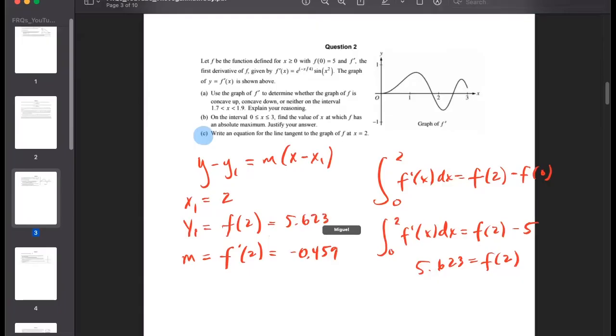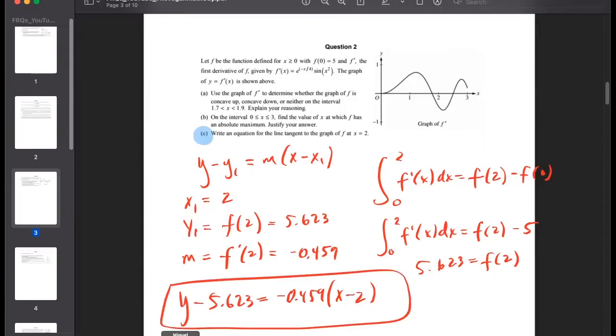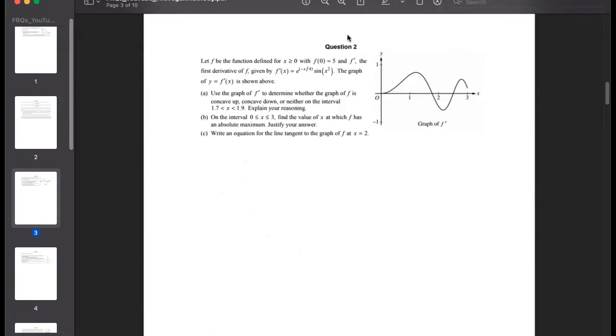And once I've done that, smooth sailing. y minus 5.623 is equal to negative 0.459 times x minus 2. And they don't want anything else from us. We are good. This is where we leave it. Okay, cool. Let's go ahead and move forward to the next problem.